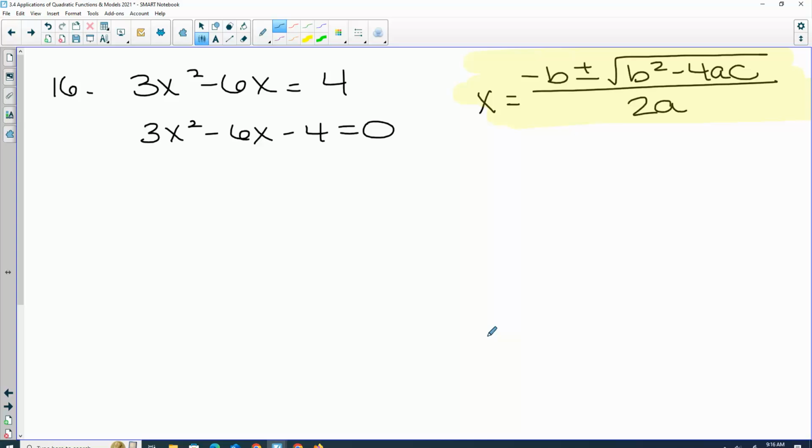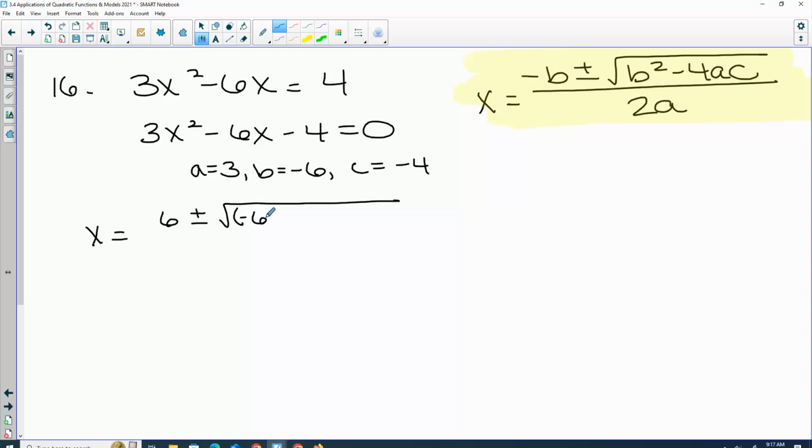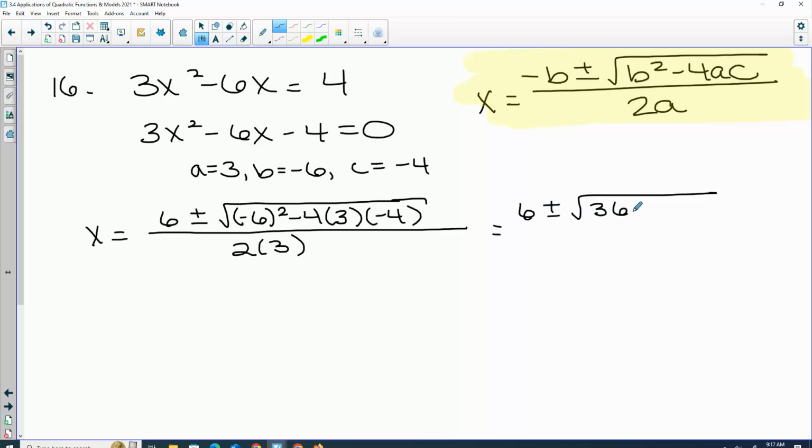A is the coefficient of x squared, b is the coefficient of x, c is our constant. So in my problem, my a is 3, my b is negative 6, and my c is negative 4. So if we plug those in, the opposite of b, opposite of negative 6 is positive 6, plus or minus the square root of b squared minus 4 times a times c, all over 2a. So into my radical, I get 36 plus 48.